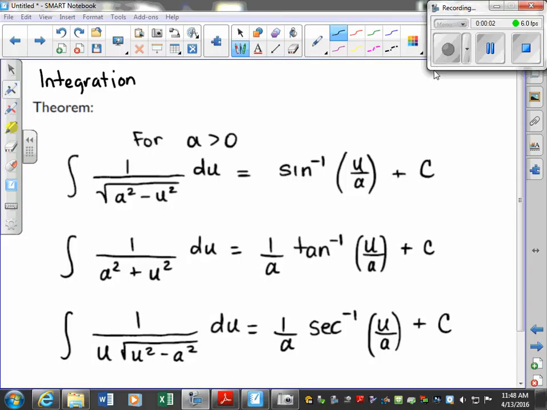Okay, now we're going to spend a little bit of time with integration. If you'll write this theorem down, these are from your textbook as well. These are the three ones that we're going to be using for a greater than 0. Like I said, this is covered in your textbook. I think it's theorem 8.9 if you want to copy it from there. After you get that down, we're just going to use this to work some examples and take you through a few of those.